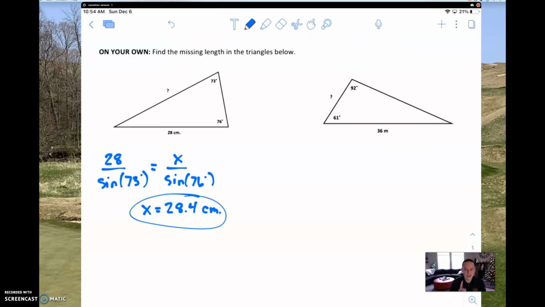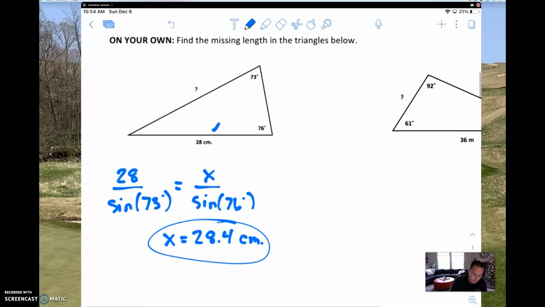All right, I'm giving you one of them, and hopefully you were able to set that up correctly. Here's the pair that you were given. 28 matches with the sine of 73 degrees, and you use that to find the other pair. So x matches with sine of 76 degrees. If you just solve it, you get 28.4 centimeters.